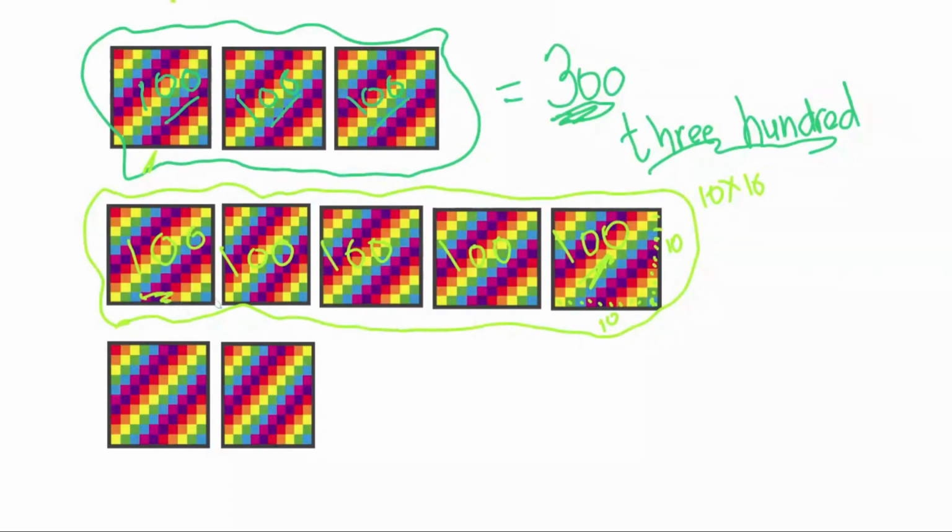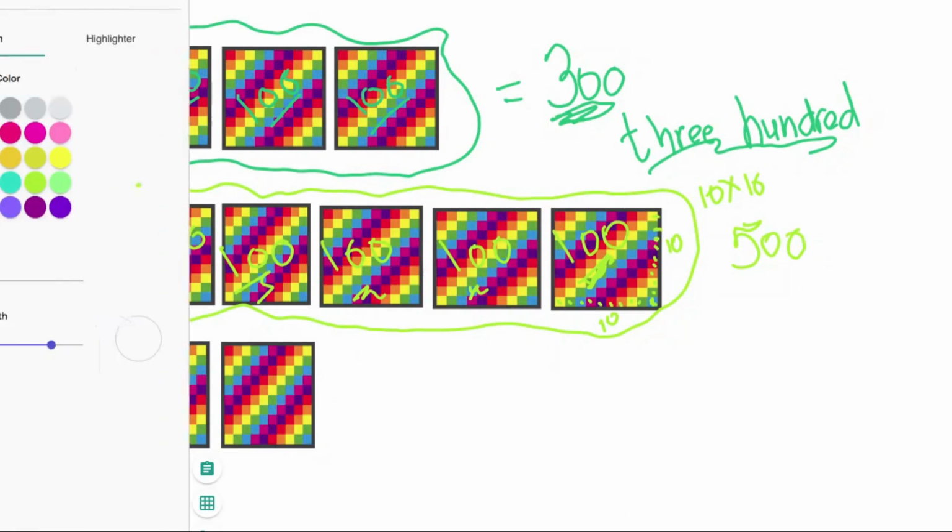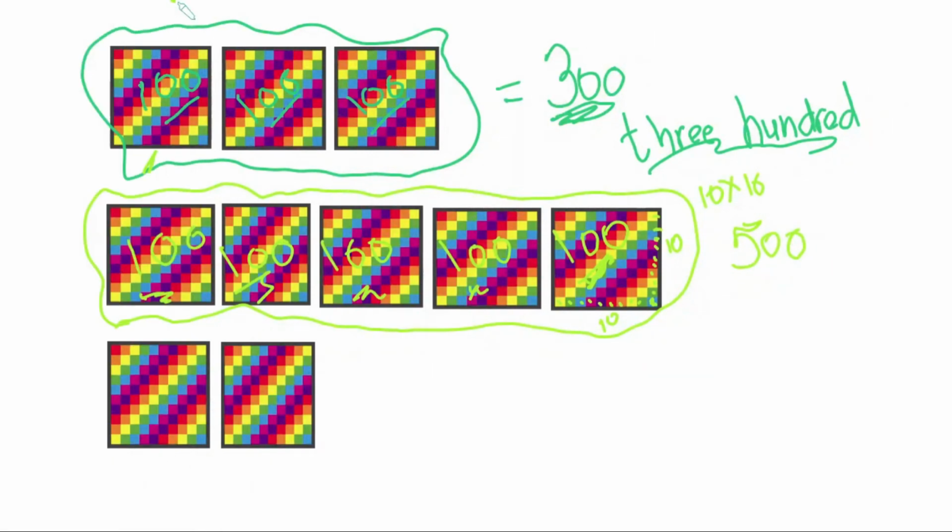Count with me. 100, 200, 300, 400, and the last one, 500. Fabulous. So 500, we're going to write it 5, 0, and another 0. Cool. Now we're going to write in words.